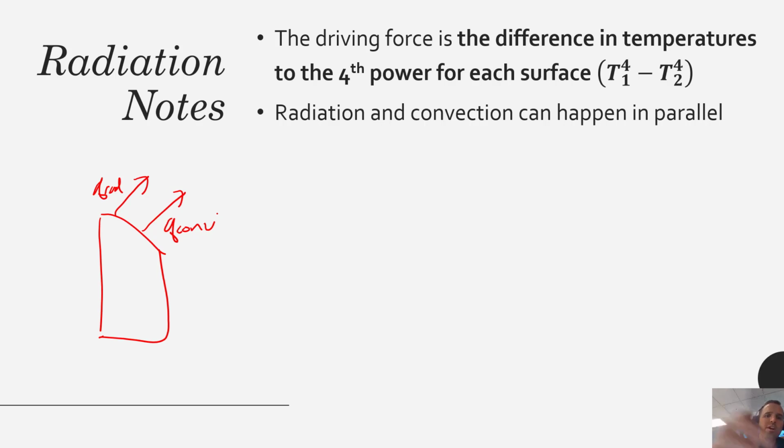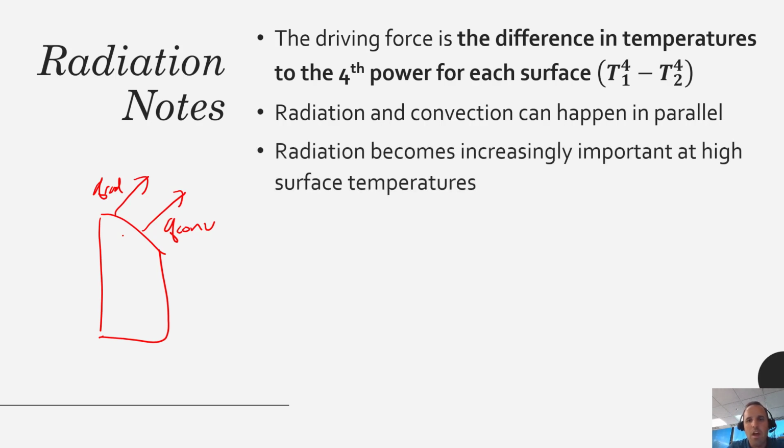You could also get radiation directly from the sun hitting the roof, which would cause it to absorb heat, and probably the reason that it got hotter than its ambient in the first place. So radiation becomes increasingly important at high surface temperatures.